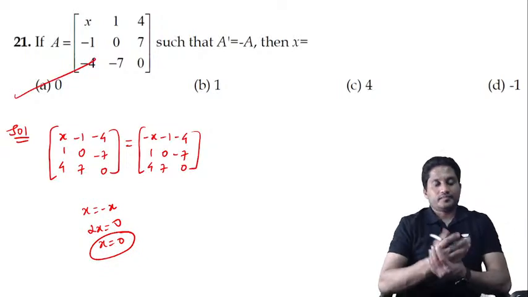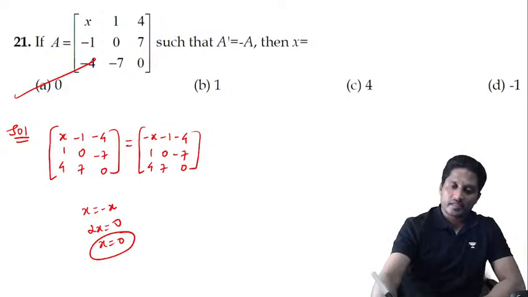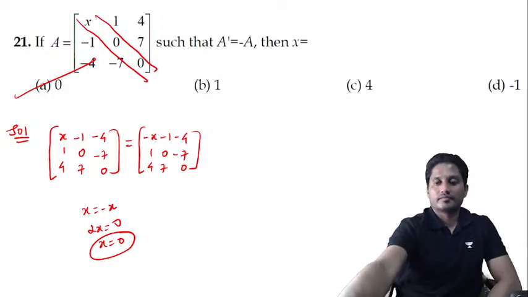Answer is option A. Or directly you equate x is a negative of its own transpose, skew symmetric. In skew symmetric, all the principal diagonal elements should be 0. Directly x is equal to 0.